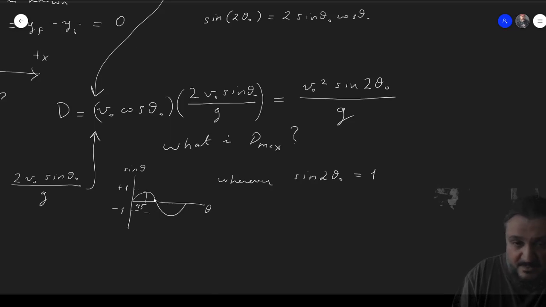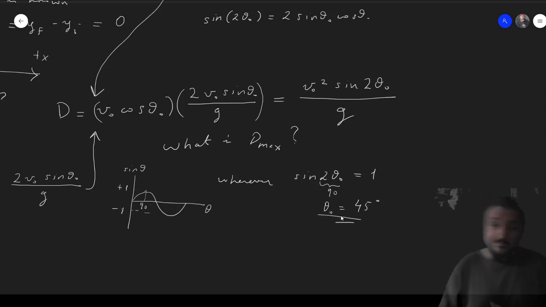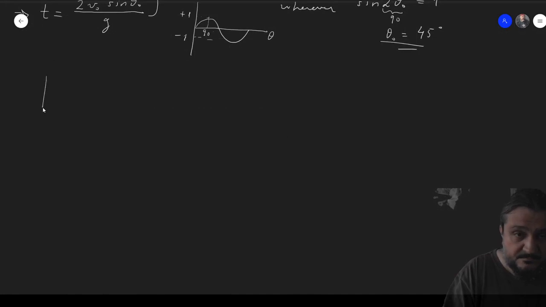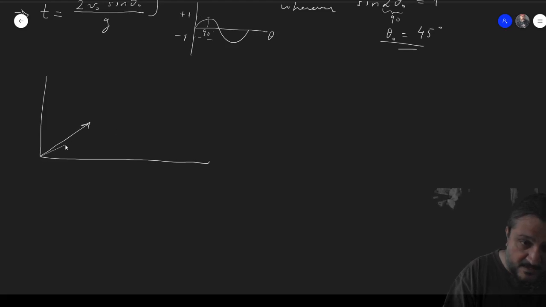Okay, sorry, I meant when you're at 90 degrees, sine theta is 1. If this is 90, theta naught means 45. So if you kick the ball at 45 degrees, that's going to give you maximum range. 45 degrees will give you maximum range.